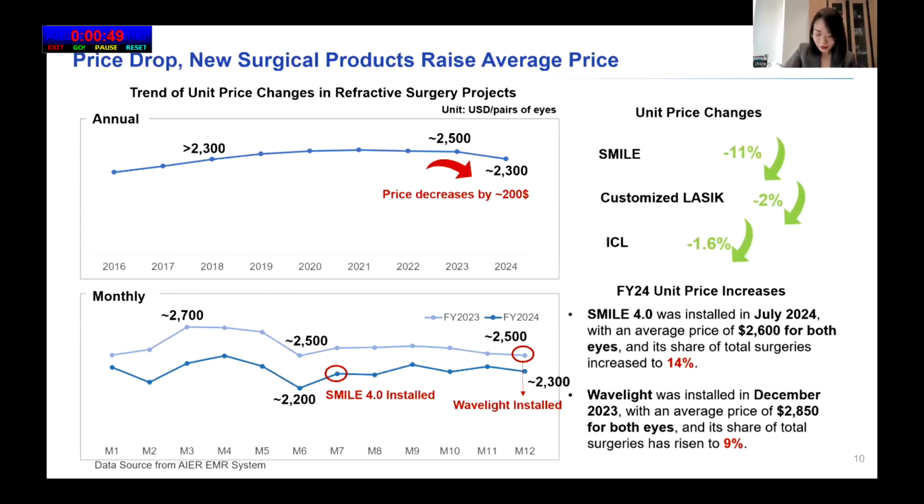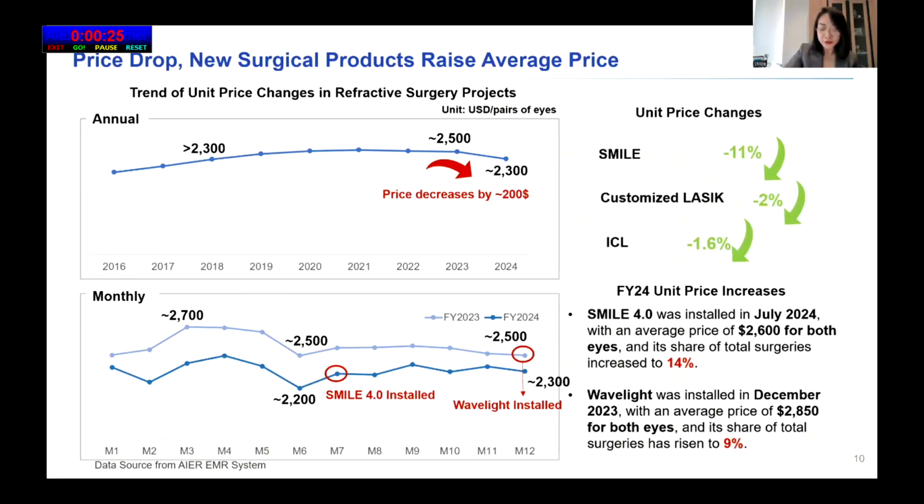Next, let's take a look at the price trend of refractive surgery over the past decades. According to IOS data, which provides a highly timely reflection of market change on pricing, we observed that until 2021, the unit price of refractive surgery remained stable with a slightly upward trend. However, after 2021, the average unit price began to decline, with 23 to 24 being particularly challenging periods.